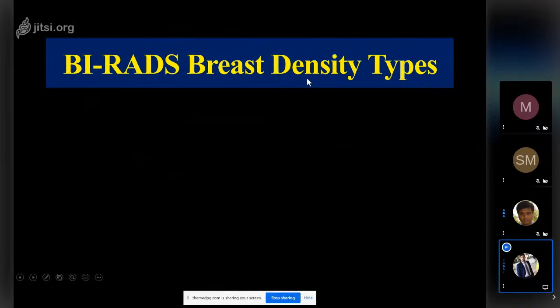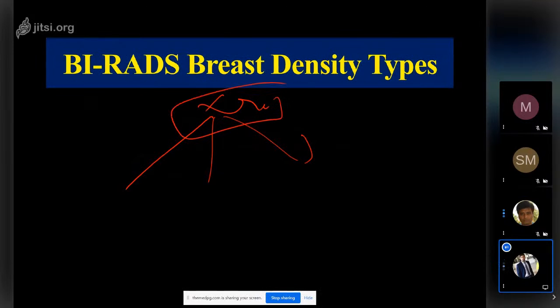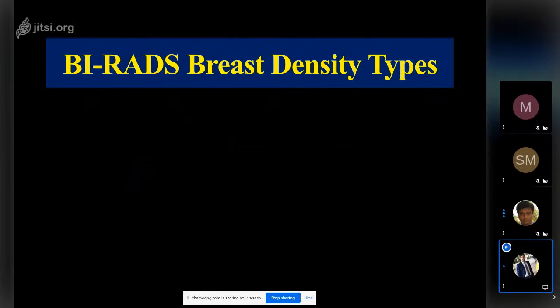So BIRADS in the breast. Okay, so BIRADS considers various factors when looking at the breast imaging. Whenever you do BIRADS in an X-ray, it looks at various factors. One is breast density. Okay, breast density. So how do I assess breast density?